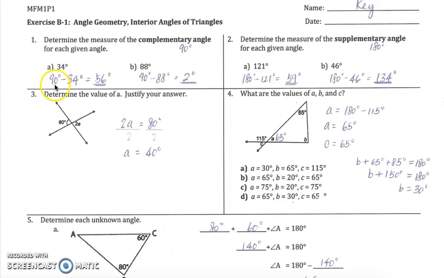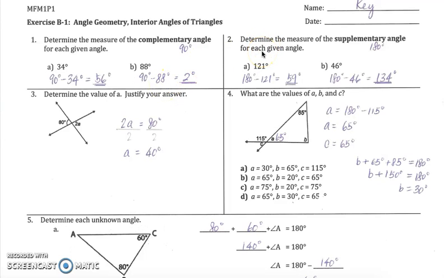Therefore, 90 degrees take away 34 degrees is 56 degrees. That's complementary to 34 degrees. Part B, 90 take away 88 degrees makes a 2-degree angle, a complementary angle to an 88-degree angle.